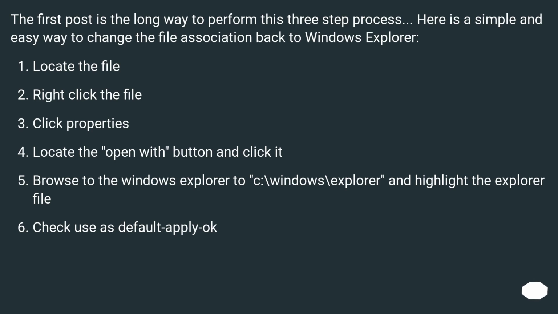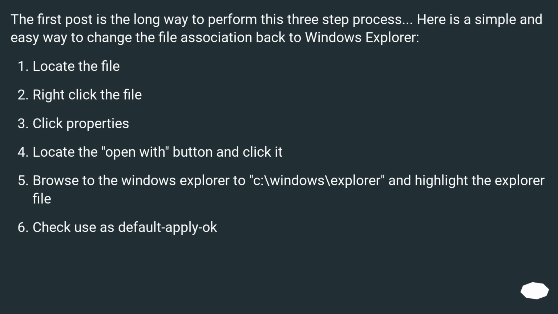The first post is the long way to perform this 3-step process. Here is a simple and easy way to change the file association back to Windows Explorer. Locate the file. Right-click the file. Click Properties.